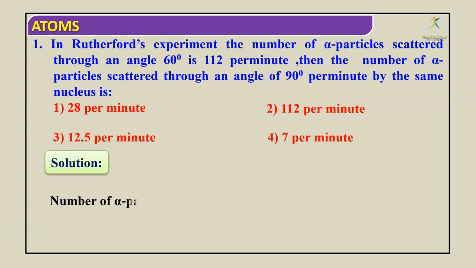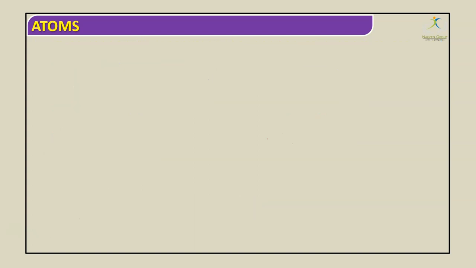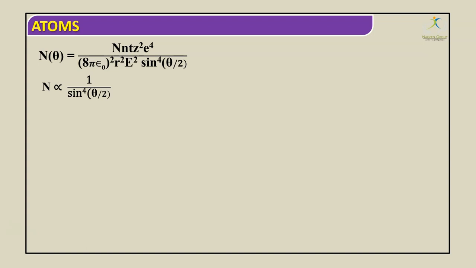Let's see the solution. The number of alpha particles scattered at an angle theta is given by N(theta) equals N t Z square e to the power 4 by 8 pi epsilon naught square r square E square sine to the power 4 theta by 2. Where we are taking only the component, that N is directly proportional to 1 by sine to the power 4 theta by 2. Where N1 is equal to 112, theta 1 is equal to 60 degree and theta 2 is equal to 90 degree. We have to calculate N2.